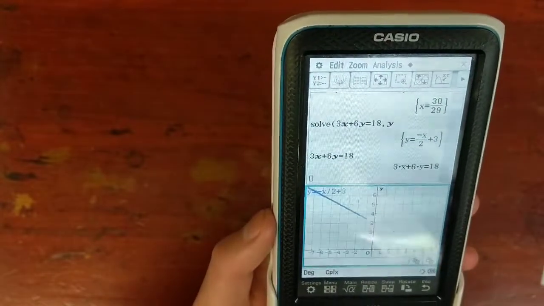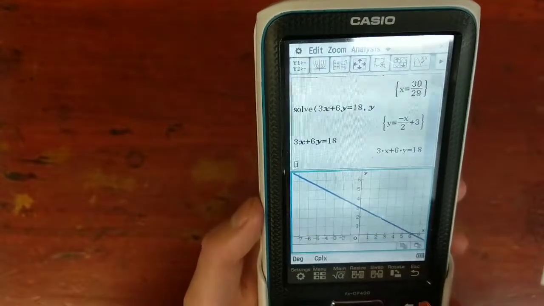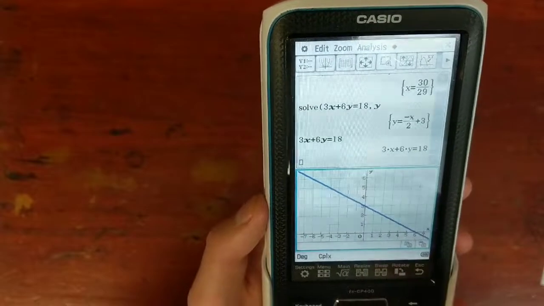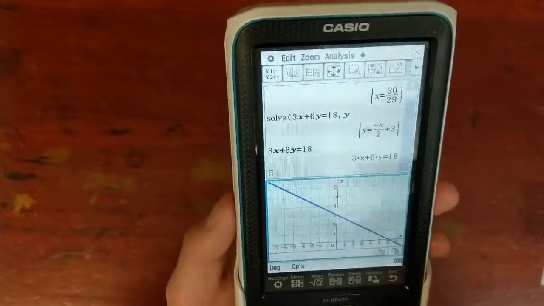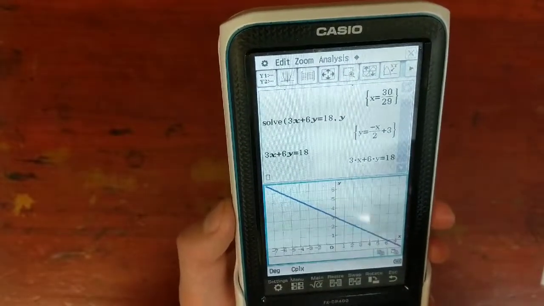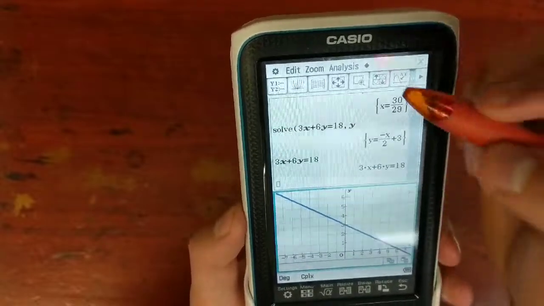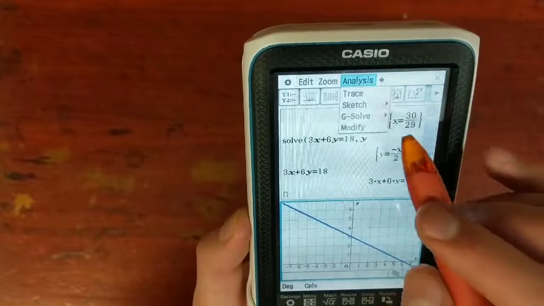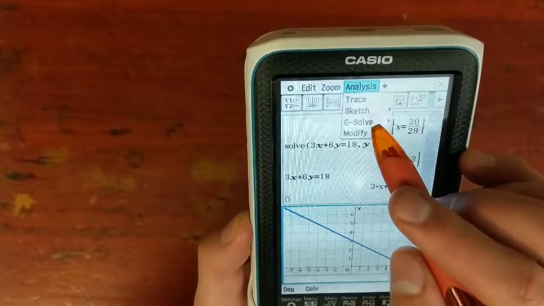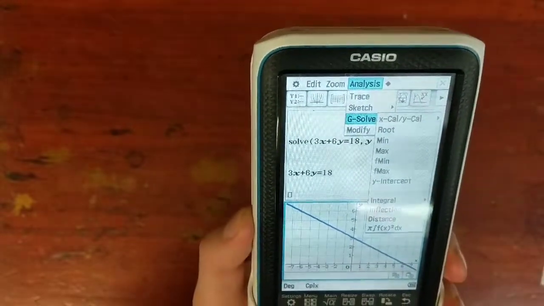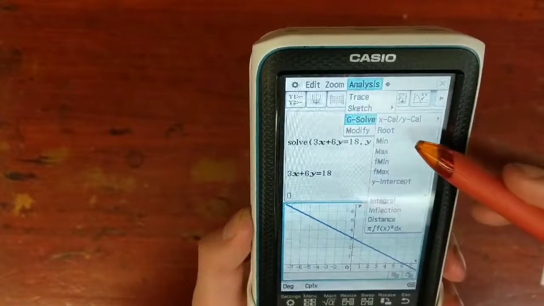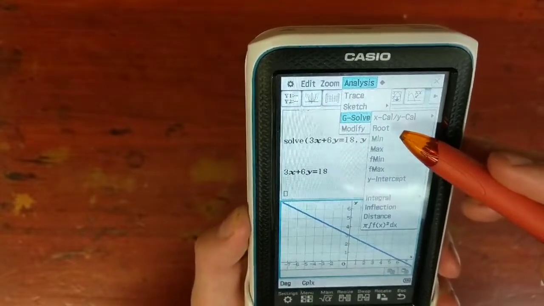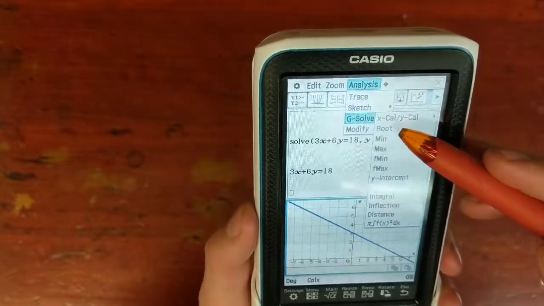Okay, so I'm looking at this line that is the equation, it's the line of the equation 3x plus 6y equals 18. There's a few things that I can do now and they are all up here in analysis. If I go analysis, gsolve is the one that we want. In gsolve, there's a few things I can do. First of all, I can find the root. The root is the x-intercept.